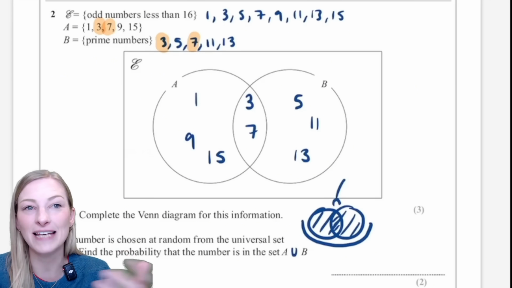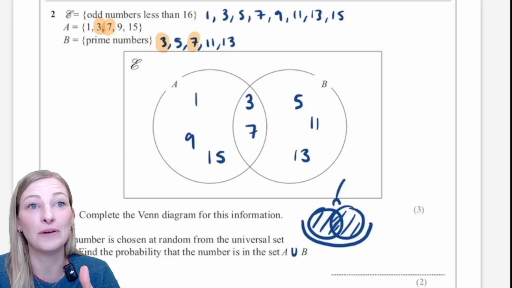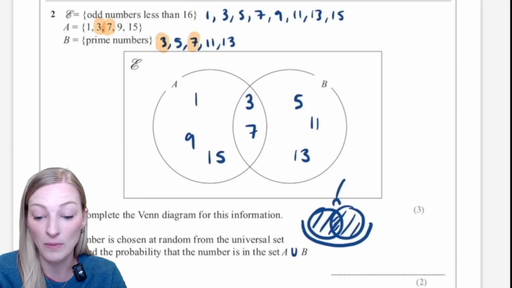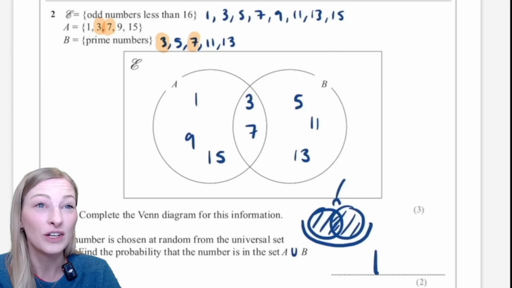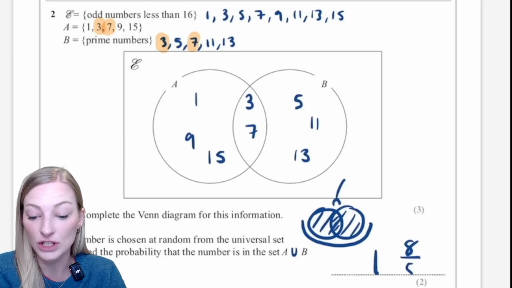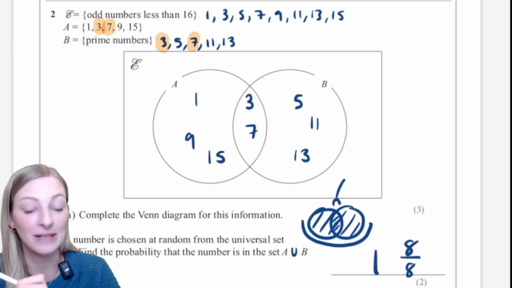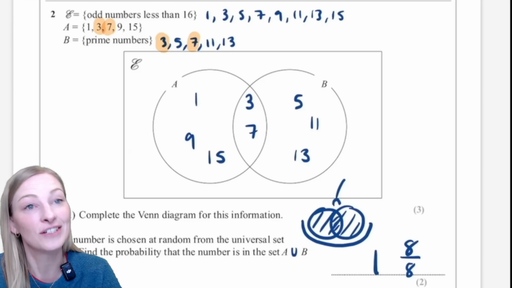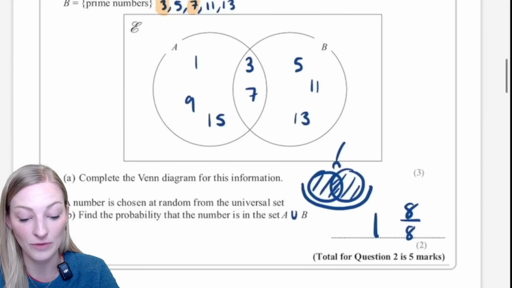What is the probability of me taking a number from A union B? Well, actually, all of our numbers are in A union B, and therefore the probability would just be 1. You could say, what have we got? 1, 2, 3, 4, 5, 6, 7, 8. 8 out of 8 if you wanted to, that would be absolutely fine. But our probability here would be 1. It is certain that we're going to take a number from the union.